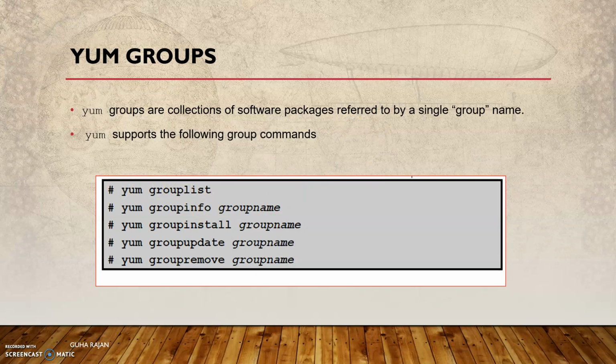We'll see that in a quick demo in Oracle Cloud Infrastructure. Then if you want to do an install, yum group install group name. So you can do a group list and then do the installation of that particular group also. That is also possible.